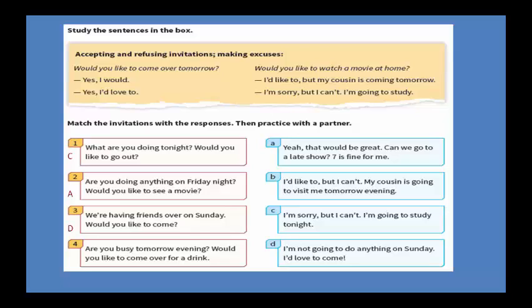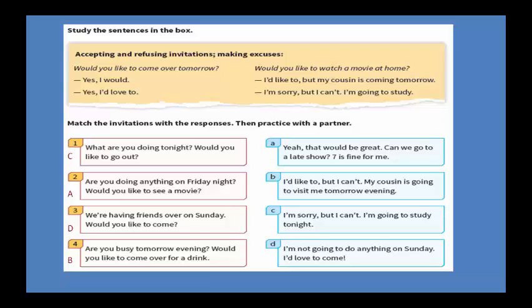Are you busy tomorrow evening? Would you like to come over for a drink? The best answer is B. I'd like to, but I can't. My cousin is going to visit me tomorrow evening. The answer A. Yeah, that would be great.